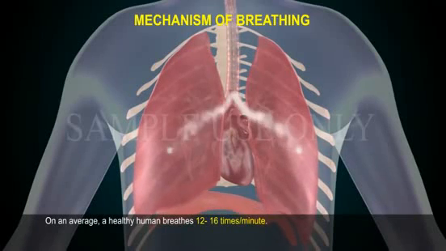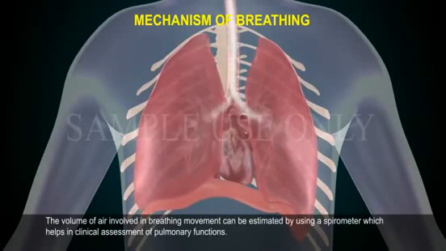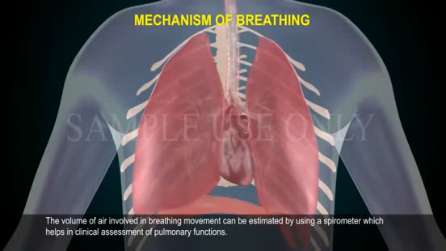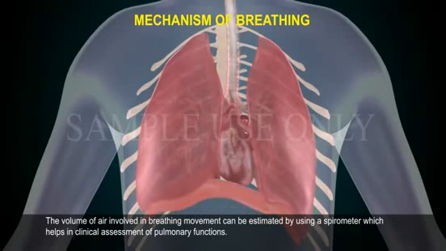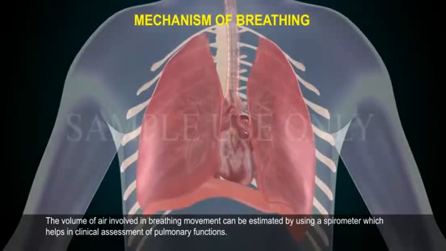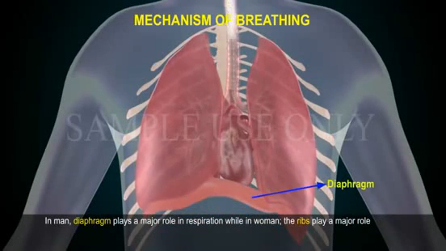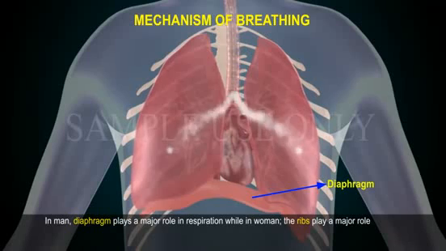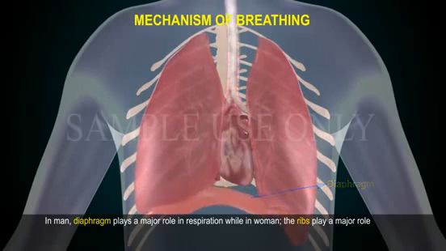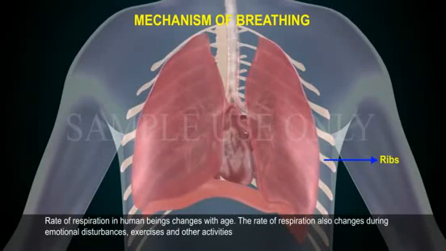On an average, a healthy human breathes 12 to 16 times per minute. The volume of air involved in breathing movement can be estimated by using a spirometer, which helps in clinical assessment of pulmonary functions. In man, diaphragm plays a major role in respiration, while in women, the ribs play a major role.